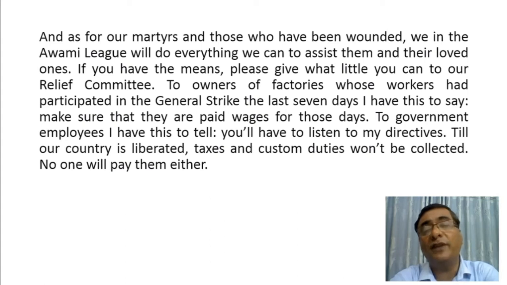To owners of factories, he was now indicating the owners of factories whose workers had participated in the general strike in the last 7 days. So the workers participated in the general strike in the last 7 days, and that's why Bangabandhu was telling the owners of the factories, I have this to say, make sure that they are paid wages for those days. So Bangabandhu asked them to give wages to the workers who participated in the general strike.